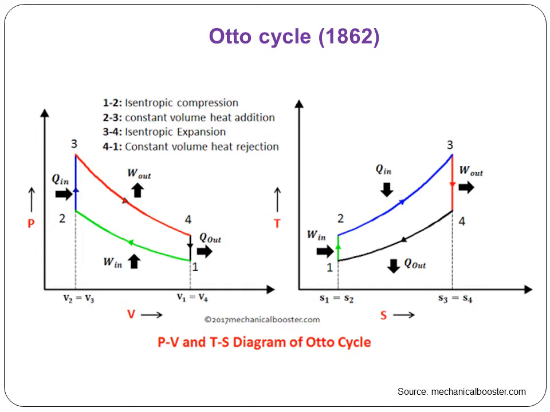So 1 to 2, as I told you, is an isentropic compression, during which the air present inside the cylinder is compressed adiabatically, right? So there is no exchange of heat from system to the surrounding or from surrounding to the system.